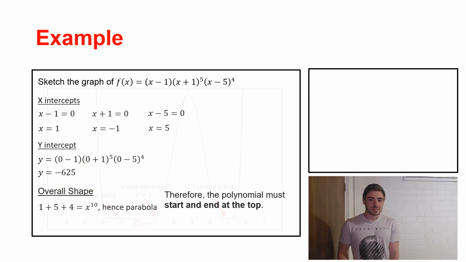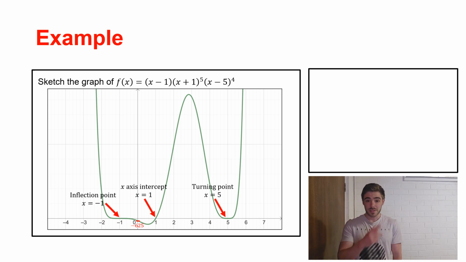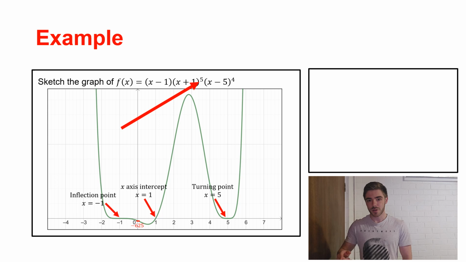The graph will thus look something like this. It starts at the top left and then inflects at x equals -1. Then it goes through the y-intercept before circling back to cut through at x equals 1. And lastly, it's going to dip back down so that it can turn at x equals 5 and then finish at the top right. That's all you need.